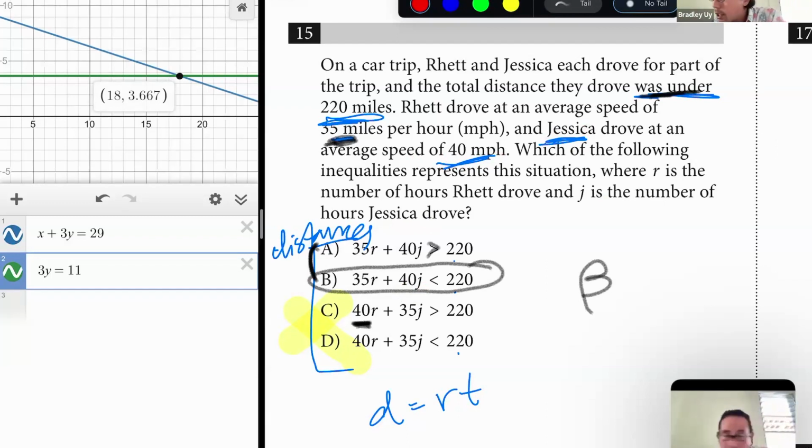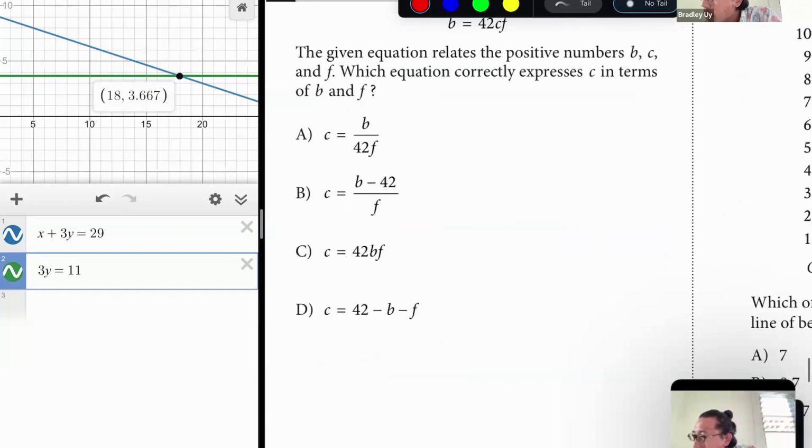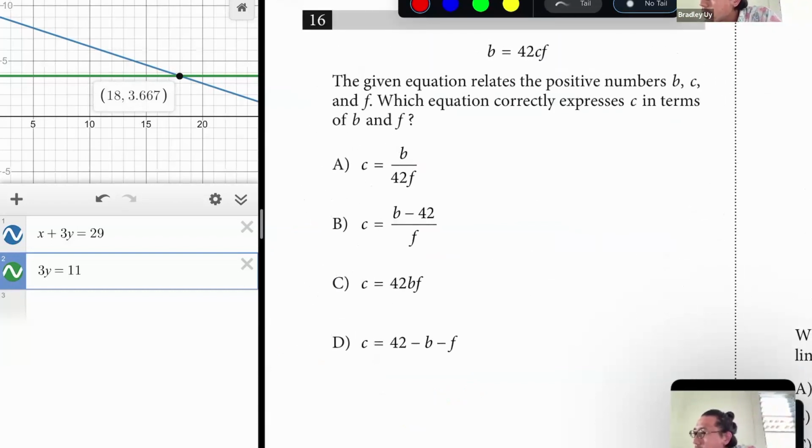Next, 16. Which is the equation? So all of this is just setting up the problem. What's most important about this is they're asking us to express C in terms of B and F, meaning get C by itself, and you can see that.